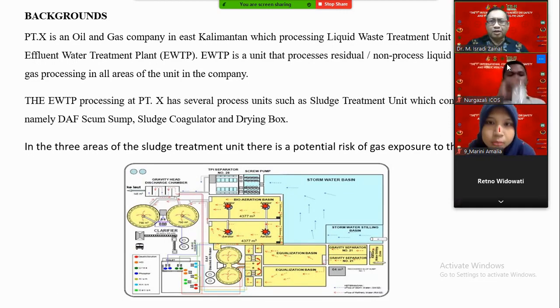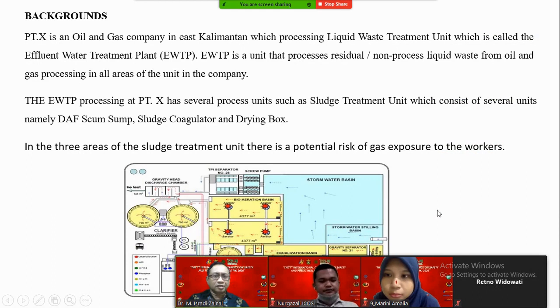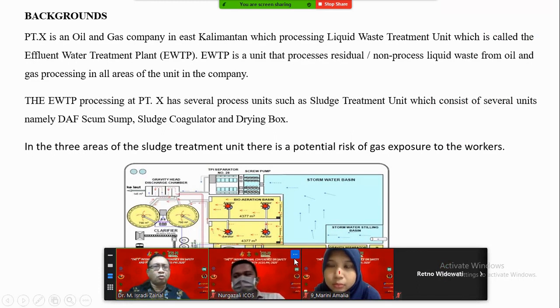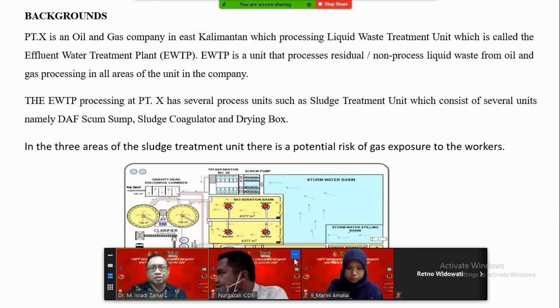Background. PTX is an oil and gas company in East Kalimantan, which operates a liquid waste treatment unit called the effluent water treatment plant. EWTP is a unit that processes residual non-processed liquid waste from oil and gas processing in all areas of the unit in the company.